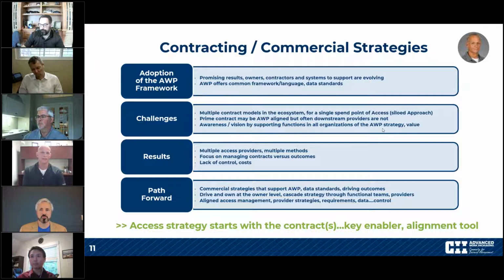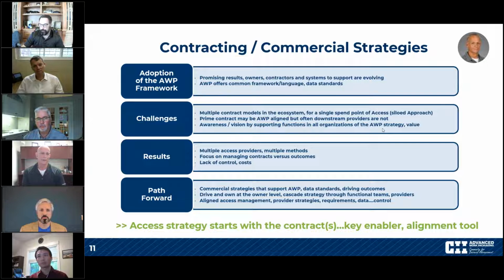But I think there are still a couple of missing elements, and jumping to the challenges: our experience, and that of many of the team members, is that when we're on a project site, we see many contract models in the project ecosystem, and there's a single point of access for a client who's paid for a project to be built. How do we help that ecosystem manage to that? We're tied into a siloed approach by contracts many times, so there needs to be some thought put to that.